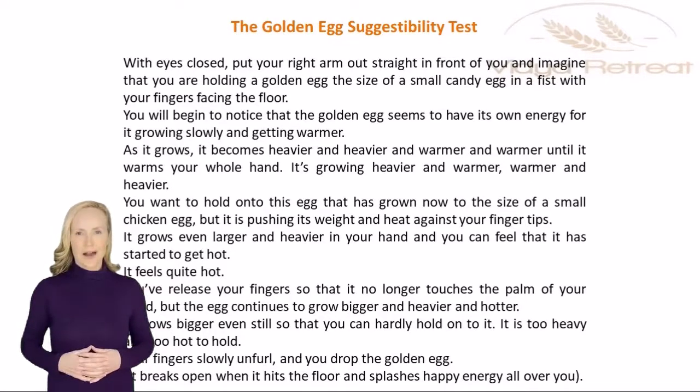It feels quite hot. You release your fingers so that it no longer touches the palm of your hand, but the egg continues to grow bigger and heavier and hotter. It grows bigger even still so that you can hardly hold on to it. It is too heavy and too hot to hold. Your fingers slowly unfurl, and you drop the golden egg. It breaks open when it hits the floor and splashes happy energy all over you.